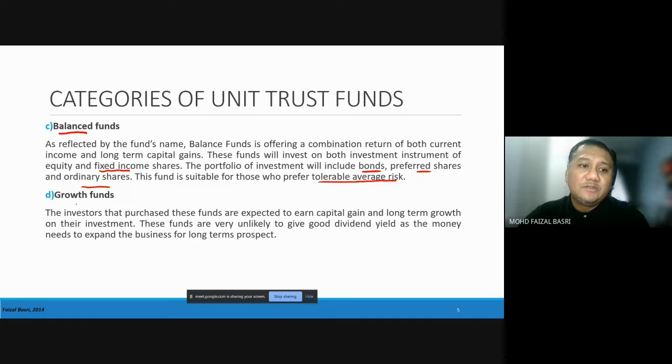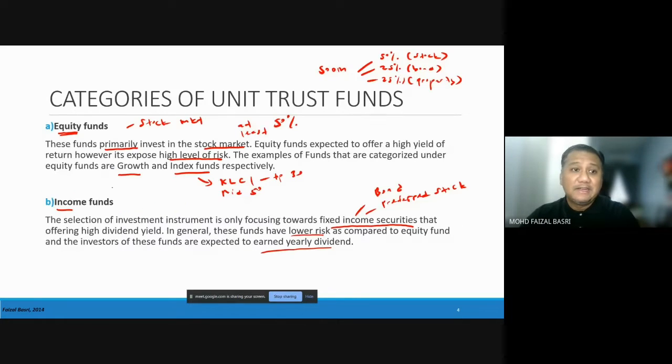And growth fund, as you all know, tadi ni sebenarnya subcategory. This is part of equity. This is part of equity fund. One of the equity fund is growth fund. Ni sepatutnya boleh masuk dekat dalam equity fund ni tadi. Okay, growth ni.